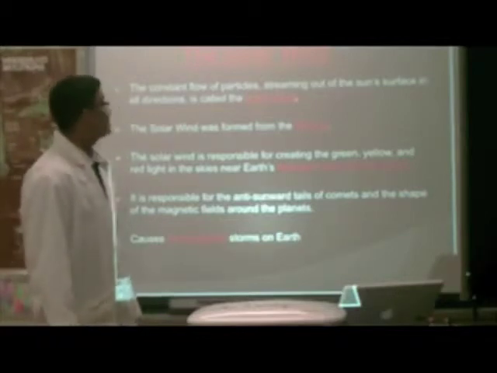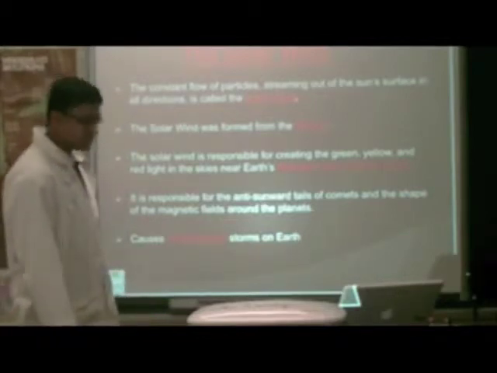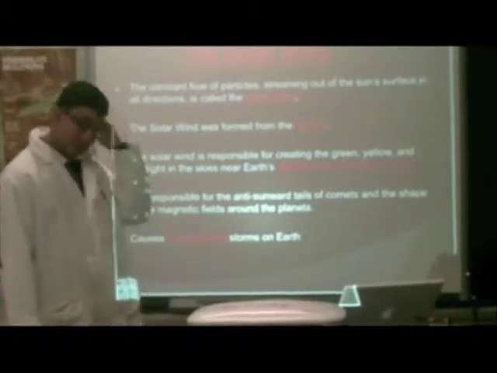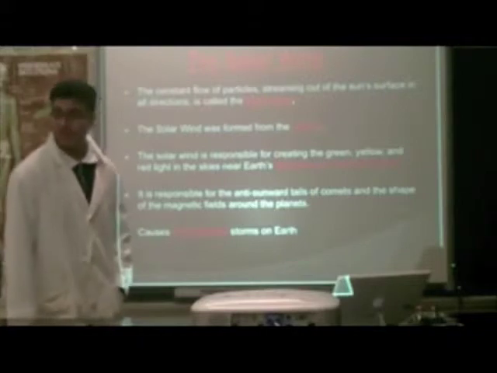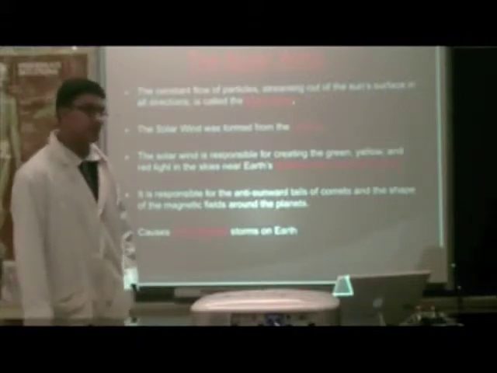Now let's talk about the solar winds. Solar winds are the constant flow of particles streaming out of the sun's surface in all directions. The solar wind originates from the nebula. Solar winds are responsible for creating the green, yellow, and red lights in the skies near the Earth's northern and southern hemispheres. You can see these lights when you go up north to the Arctic regions of Canada.